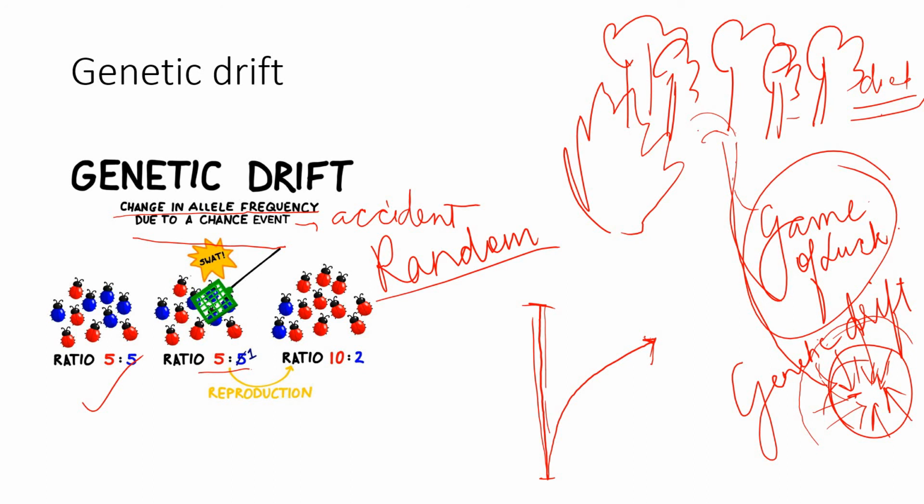So who has survived now? How many red beetles are here? There are 5 red beetles and 1 blue beetle. So now in this mixture only they are going to reproduce, and thus we can see that there are now 10 red beetles and 2 blue beetles. So we can see how the genes have completely drifted apart. So this is all about evolution.